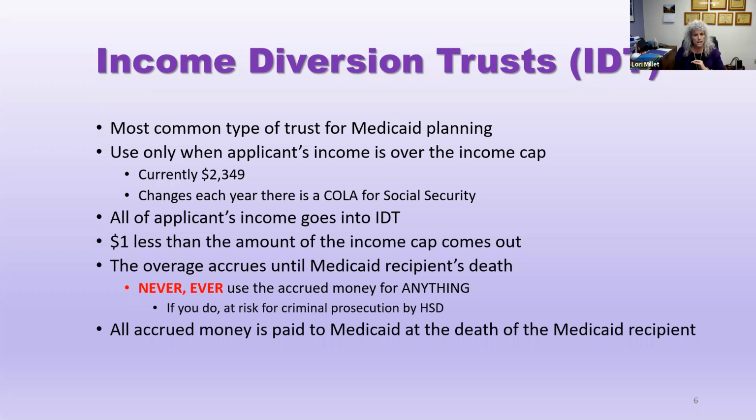I even drew you a very nice diagram. So what happens to this accrued money? Well, it stays in the income diversion trust account, that excess, and you can never, ever, ever touch that money for any reason, not for taxes, not for medical care, nothing. Because if you do, you are opening yourself up for criminal prosecution by the state. And then when the Medicaid recipient dies, all of that accrued money is paid to the state.